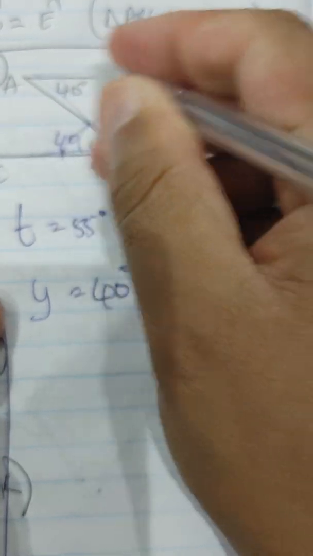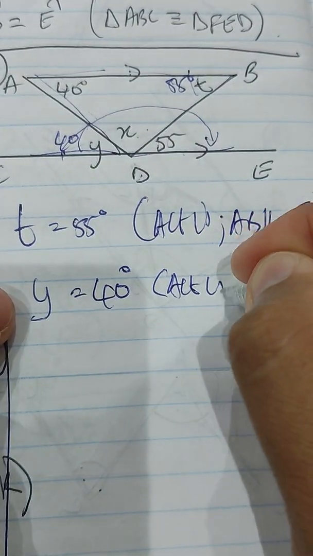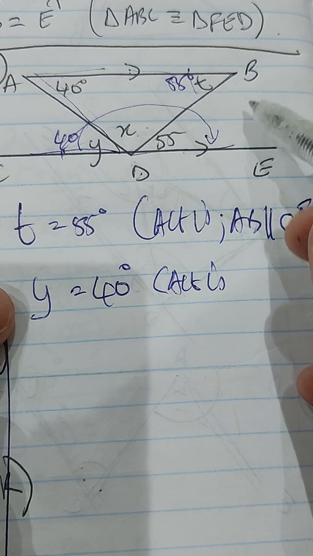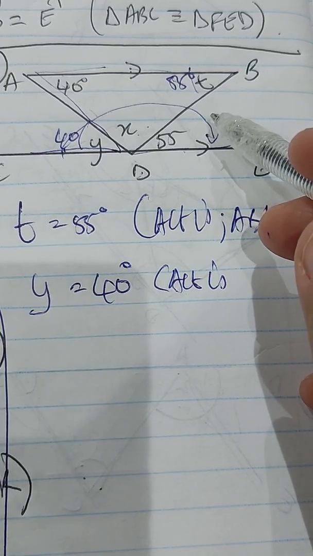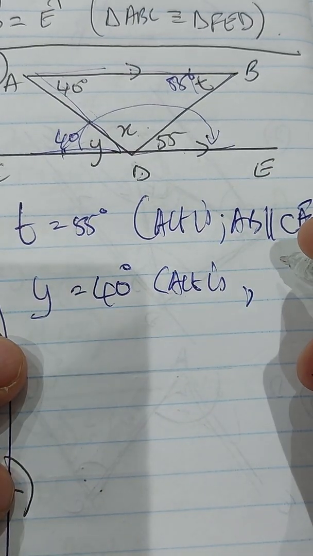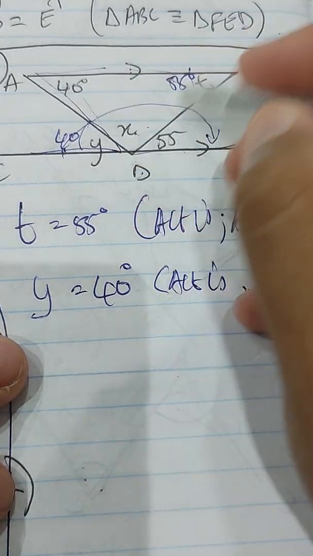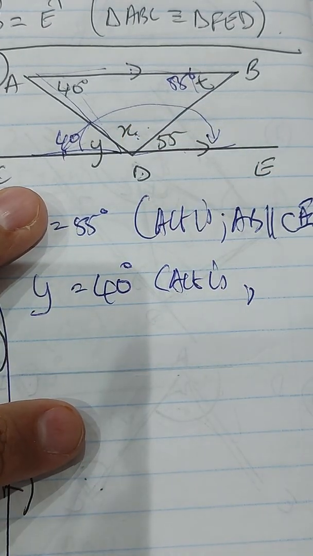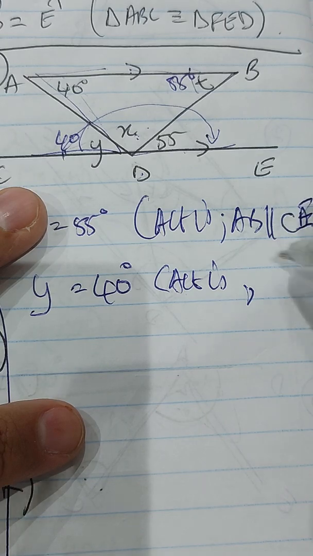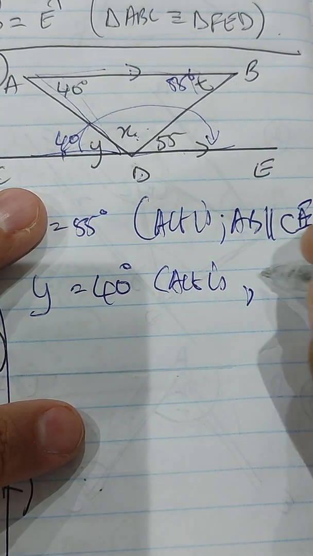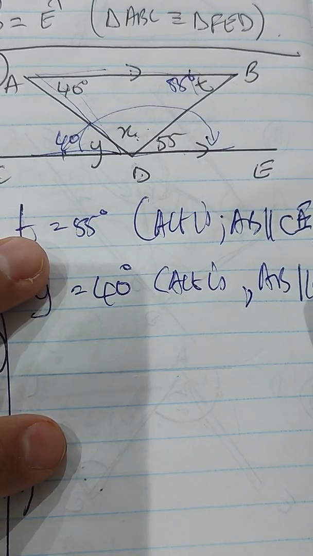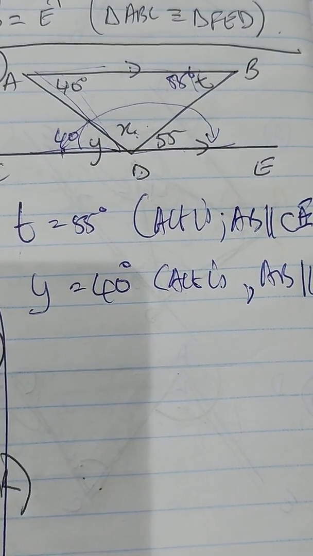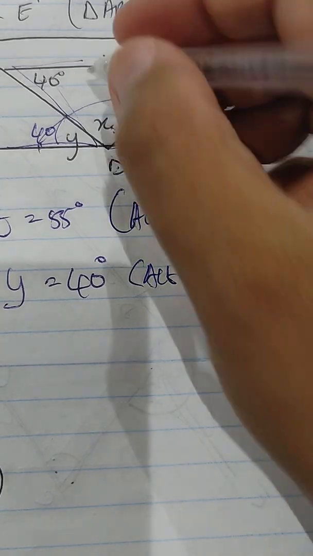Why is y 40 degrees? So alternate angles again. Or I could have calculated x at this point, because the sum of angles in a triangle could have been used to calculate x and then angles in a straight line. So either way you go, as long as you're doing your reasons right and you're applying your mathematical rules properly, you'll get the full mark. So AB is parallel to CE. So there's not only one way of calculating the angles here.